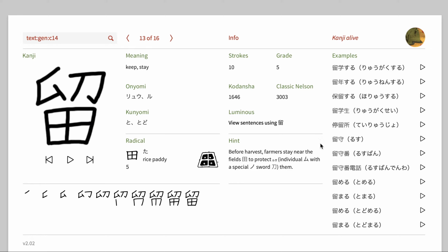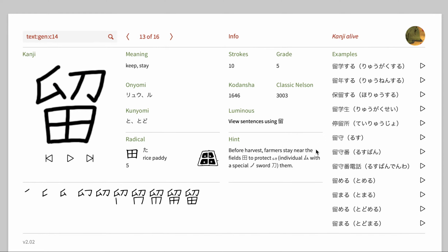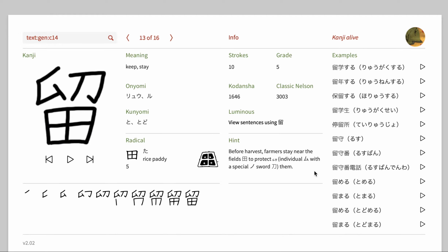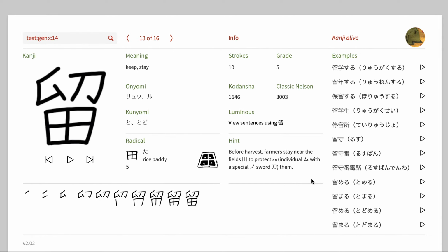Rusu means to be away from home. Rusuban is to be the person in charge while everybody else is away from home. Some old vocab here. Rusuban denwa was an old-fashioned answering machine. So it was literally the telephone that looked after the house while everybody was out.